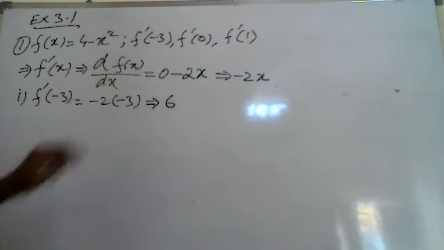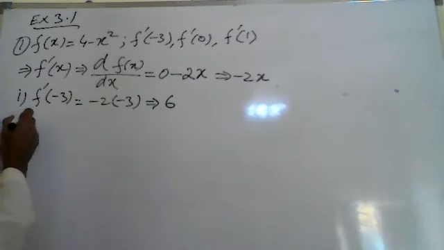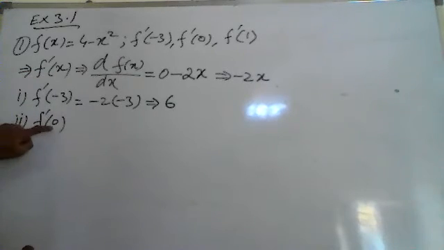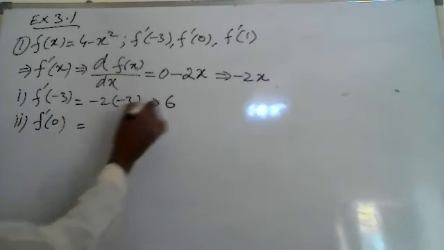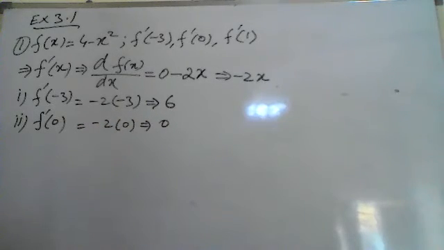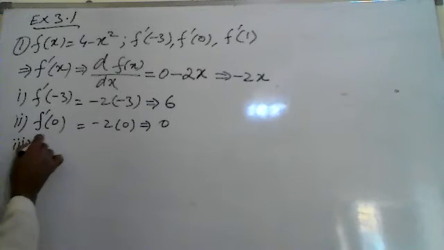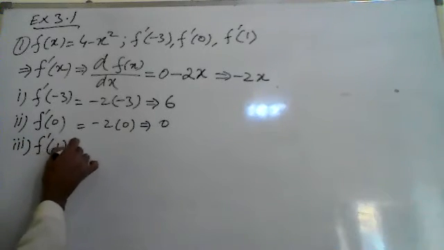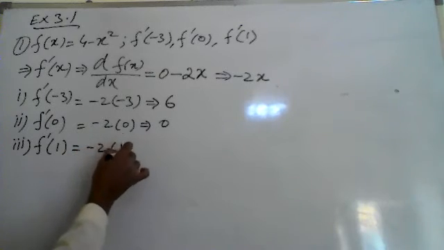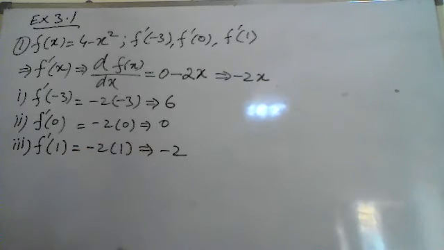Then f dash 0. X is replaced by 0. Minus 2 into 0, the answer is 0. F dash 1. X is replaced by 1. Minus 2 into 1, the answer is minus 2. In this way, we will do this question.